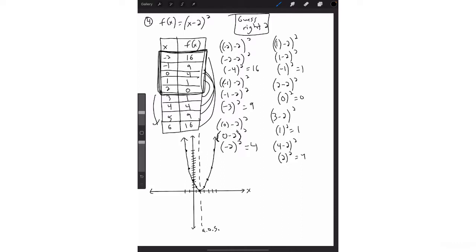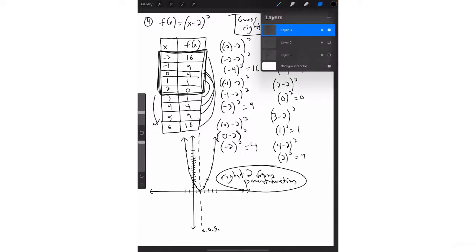So we're going to look at my guess. Was it moved right 2? Think about it. It originally started right here, and we moved it to the right 2, which is kind of cool. Okay, so my guess was right. I would just say right 2 from the parent function. All right, and move on to the next one.